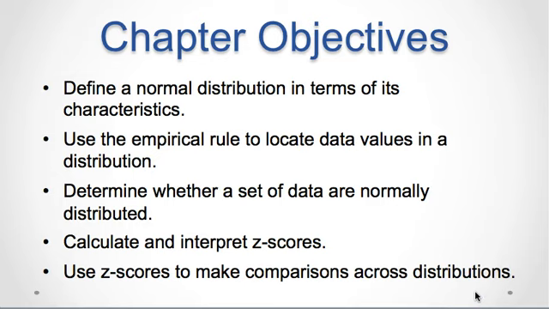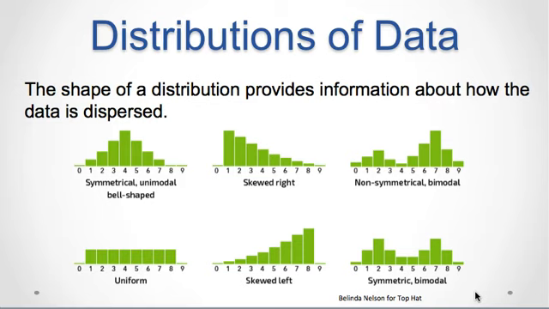In this lecture video, we will discuss normal distributions, their curves, and their characteristics, and we will also introduce the empirical rule. When data sets are graphed, they form a picture that can help us in the interpretation of the information. The shape of a distribution provides us with information about how the data are dispersed, or how spread out the data are. As you can see on this slide, distributions can take on many different shapes, and each shape gives us different information about the data it represents.